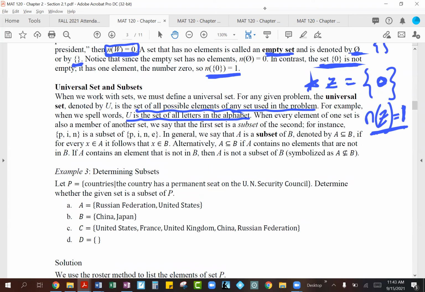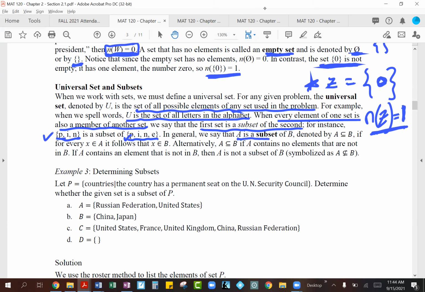So they're saying when every element of one set is also a member of another set, we say that the first set is a subset of the second one. So every element of one set, if it is going to be a member of another set, we say that the first set is a subset. So you can think about, there's a set that uses the letters PIN, and there is a set that uses the letters PINE. So you can see PIN are part of the PINE set. So that's why we are saying PIN is a subset of PINE, because, again, every element in one set is also a member of the other one.